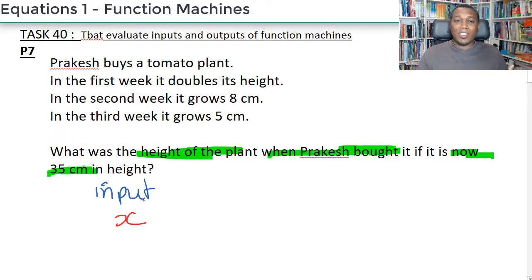I want to go from the function machine to show you what it looks like. This whole thing could have been written as an equation. So the input is x, and in the first week it doubles. Doubles is what operation?